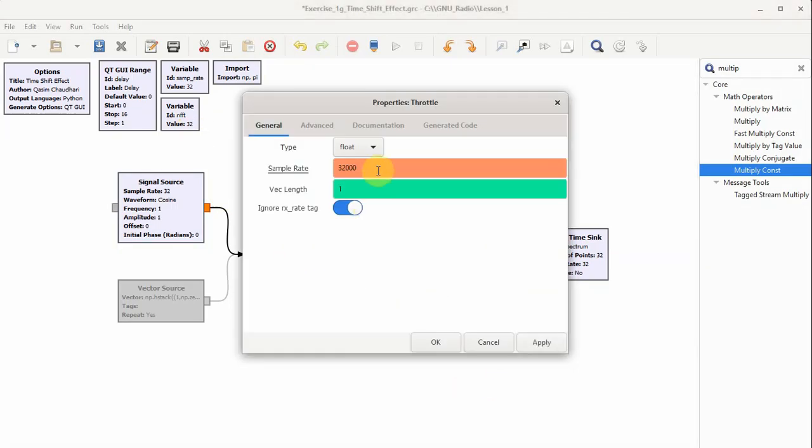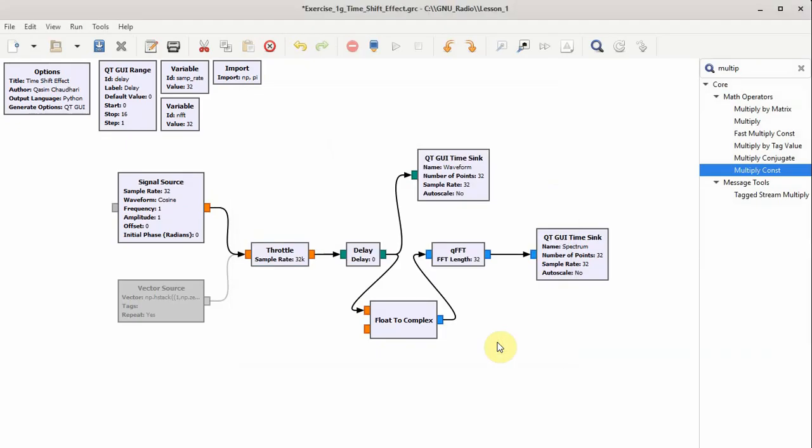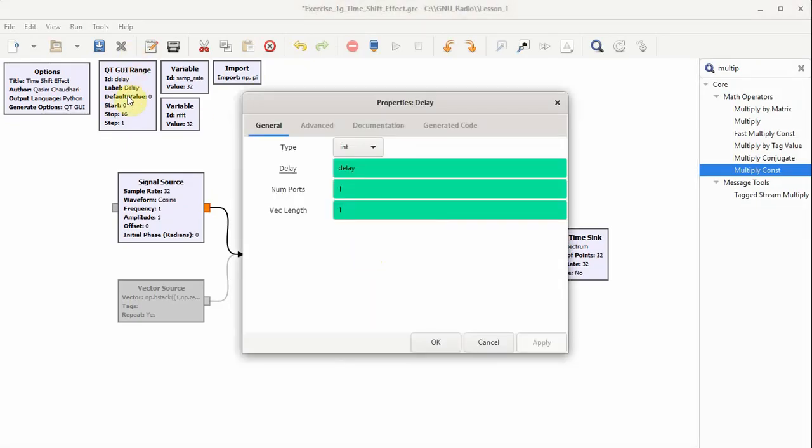It's not really necessary to choose the throttle as the exact sample rate. You see my sample rate is 32, but the throttle sample rate is 32,000 because this is actually just the sample rate at which the flow graph is throttled. If I had chosen it equal to 32, then the samples would have moved so slowly. This delay is governed by the slider. That's why the ID delay is used here.